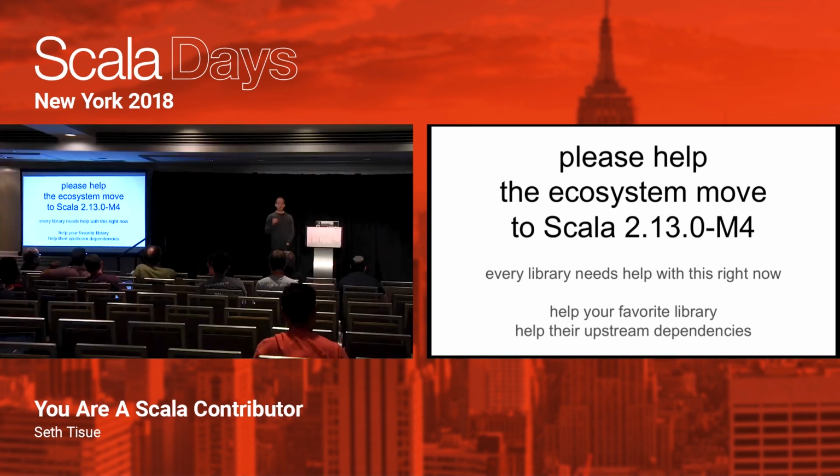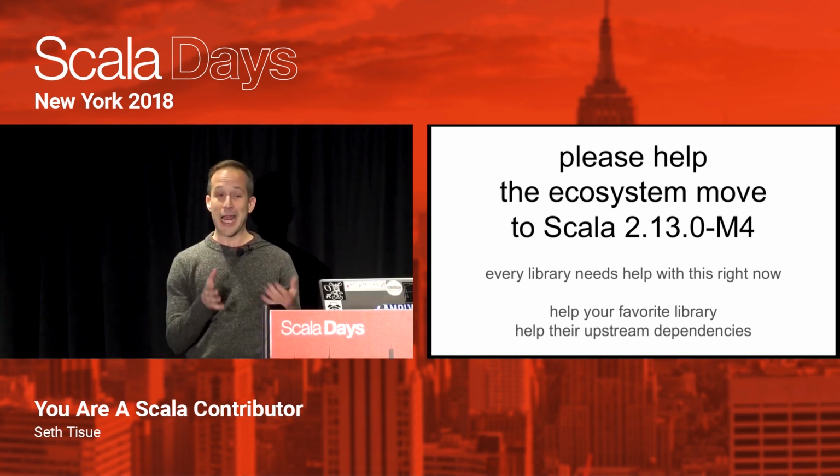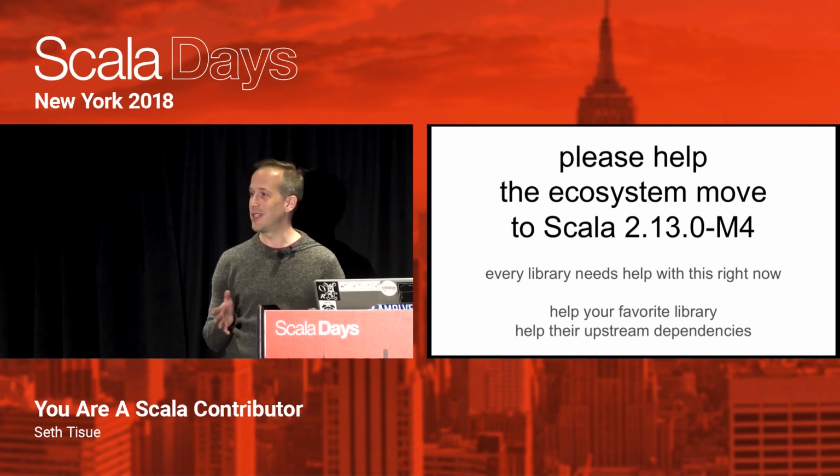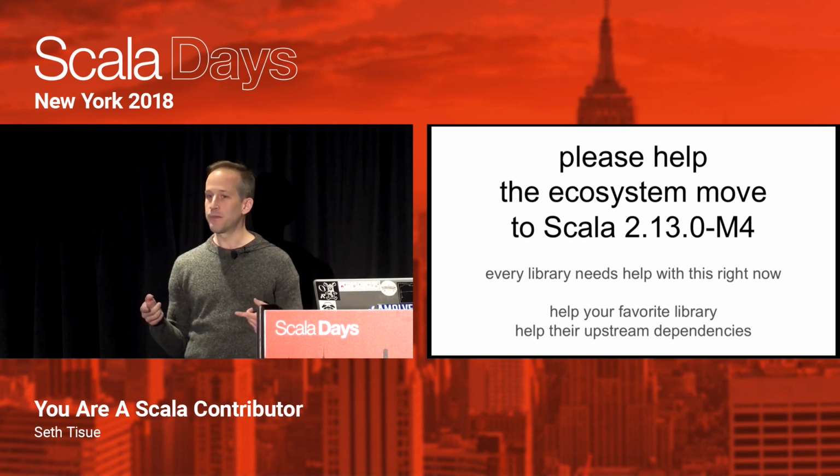If you go and try to help your favorite library with this upgrade, you may discover that they're blocked because not all of their dependencies have published yet. No one can publish for M4 until all of their dependencies have first published. So if you go to help your favorite library, look to see if they have an issue. Has anyone even asked them to publish for M4? If there is no such issue, open one.